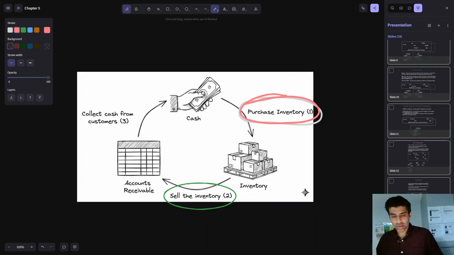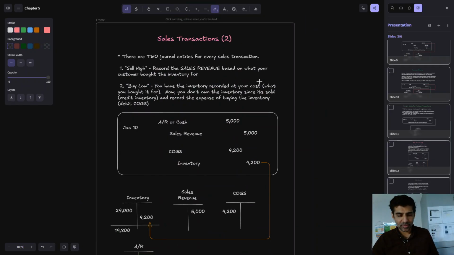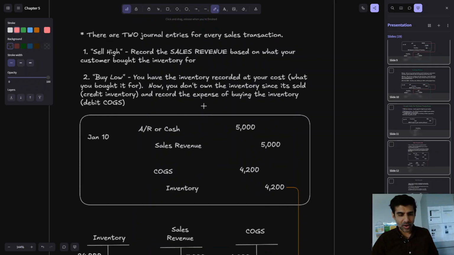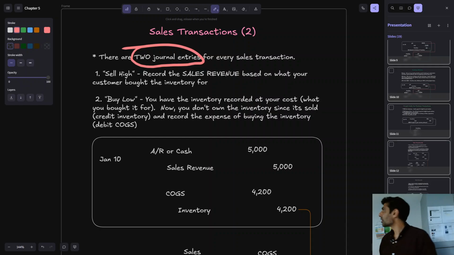Now we're going to talk about the next part of the business cycle, which is when you sell inventory. You're going to see similar concepts, freight cost, sales discount, but now you are the one offering. I think I started this, but let's go over what we covered at the end of Monday. The key thing to remember is that when you're selling inventory, there are two journal entries.